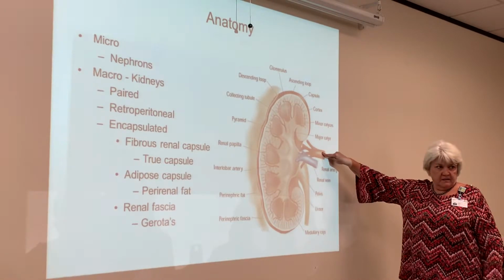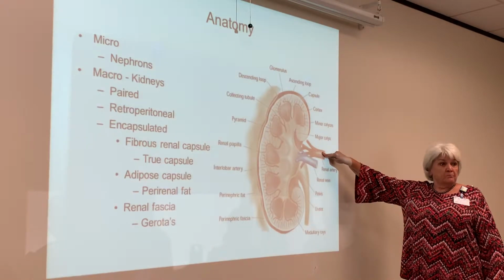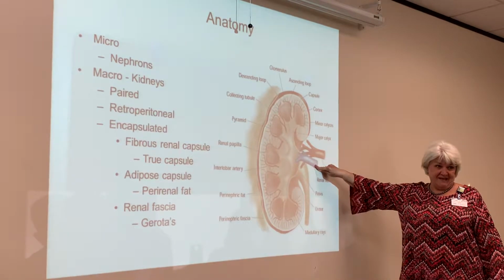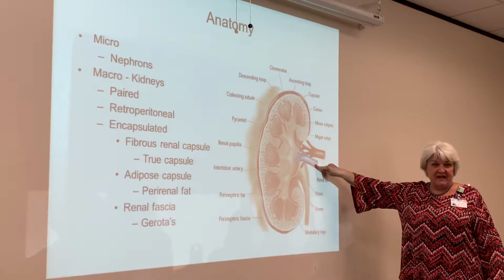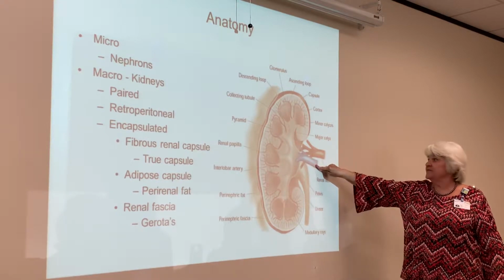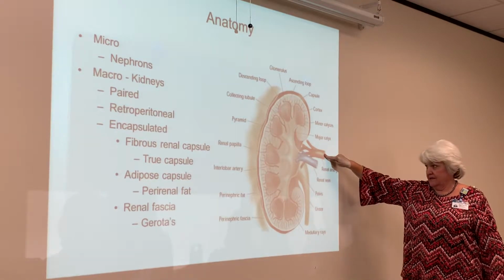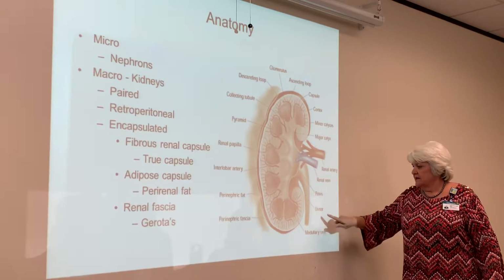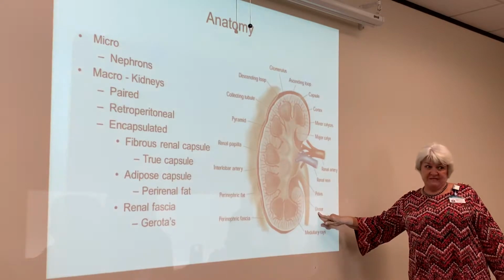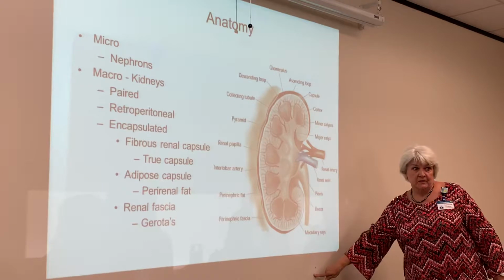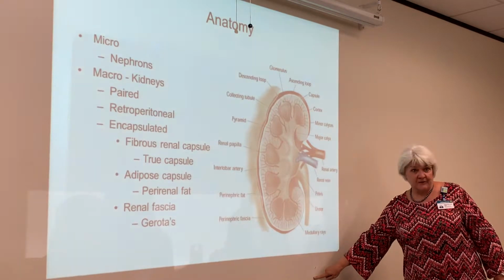Renal artery. Superior, posterior to the renal vein. Renal vein. Anterior, inferior to the renal artery. The ureter. We're going to go backwards now. What's down here? The bladder.